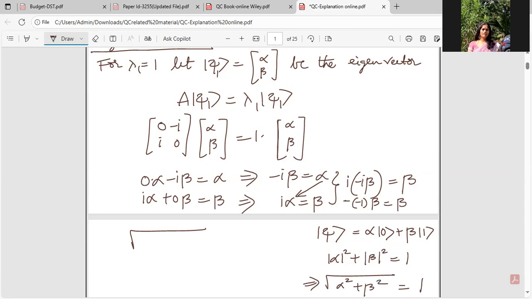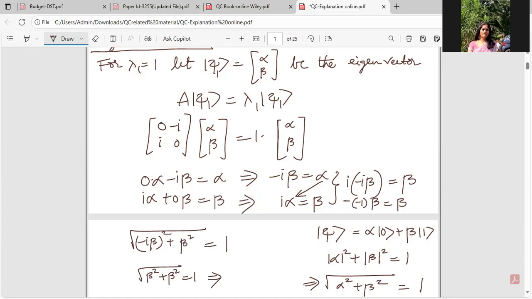So if I consider that version and rewrite for alpha and beta, then what I will have is alpha is nothing but I beta, right? Minus I beta. So minus I anyways gives me minus I beta whole square plus beta squared. This is equal to 1. So anyways, this gives me under root of beta squared plus beta squared, which is equal to 1.